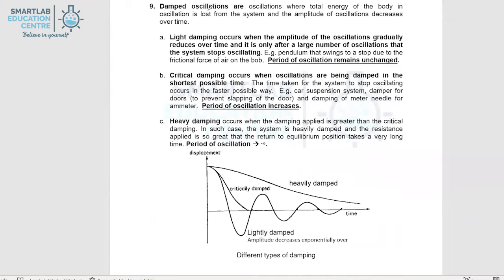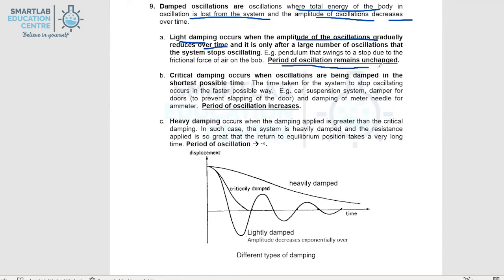Let's now take a look at damped oscillation. Damped oscillation occurs when the total energy of the body in the oscillation is lost from the system. So the amplitude over time decreases. There are three levels of damping. Let's start off with light damping. During light damping, the amplitude of the oscillation gradually reduces over time.